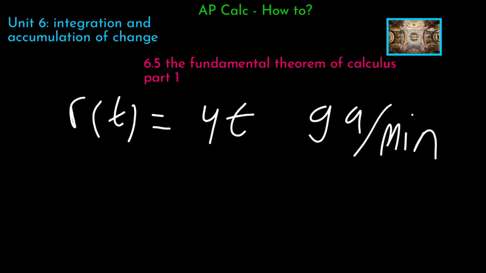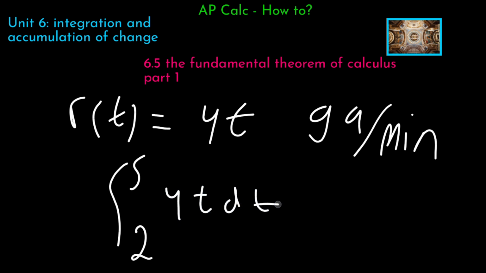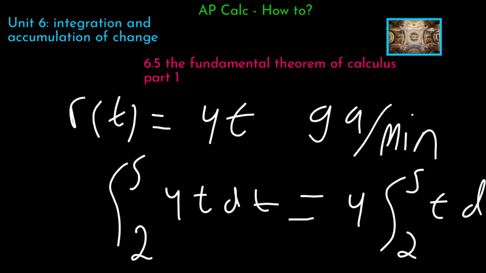This is just the integral of the rate function. So if you have the integral of the rate function 4t dt from 2 to 5, it's going to equal 4 times the integral from 2 to 5 of t dt. Now when we take the antiderivative, we'll find our answer.